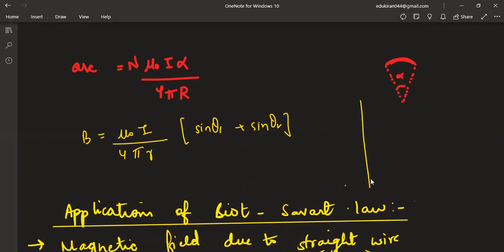I'm repeating, this is a finite wire. At this particular point P, let's say I'm calculating, I will join the edges. So this is theta 1 and this is theta 2. So the field is mu naught I by 4 pi r times (sine theta 1 plus sine theta 2). Whatever case you have, suppose angles are given, some random figure is given, you can use this formula. This is simply for a finite wire, if you have a particular length of wire.